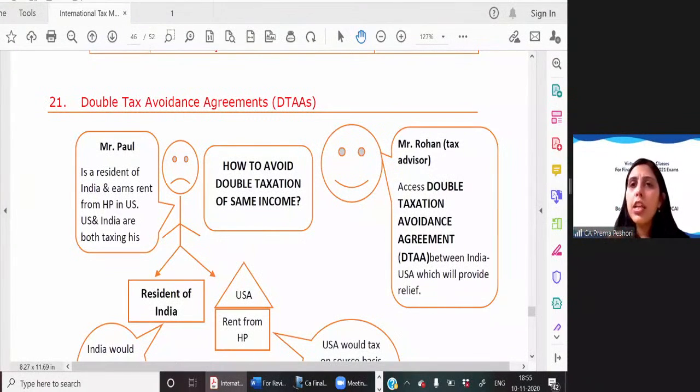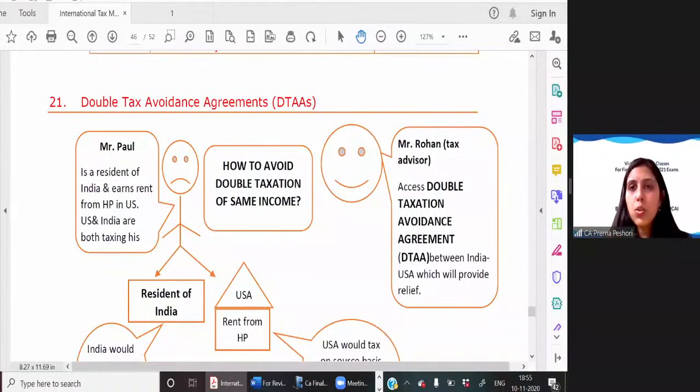How will India allow the relief? India will grant the credit of taxes paid in US. Clear? Whatever taxes are paid in US, India will say, I'll grant you the credit for that. So against the Indian tax, the credit would be allowed of the taxes paid in US, just like TDS. When TDS is deducted, generally you allow it against the tax payable, you allow the TDS credit, and the balance part is the self-assessment tax which you compute. In a similar way, India will allow the credit for the taxes paid in US.